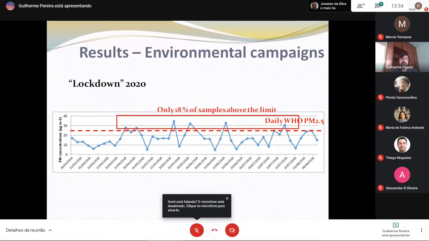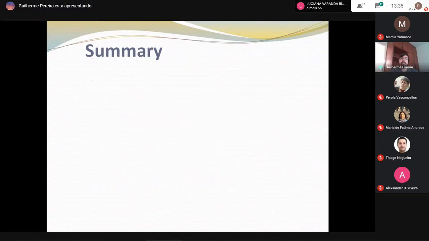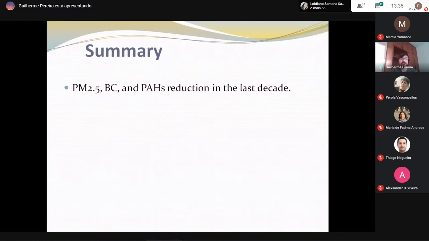Few samples are above the limit. A relatively low average PM2.5 compared to the previous study, half of what was observed before in 2014. In the summer, we've seen in the slides that interestingly PM2.5 and black carbon PAHs reduced in the last decades, but there is an important robust suspension contribution, and this needs to be more studied.